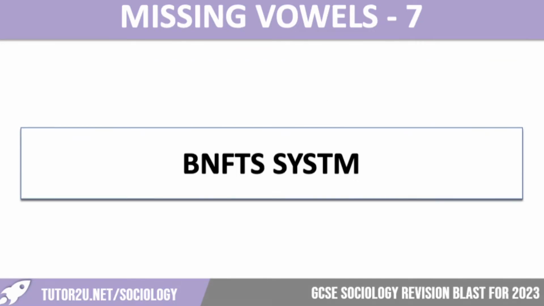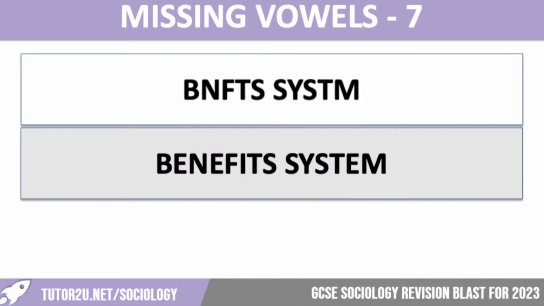Number 7. So this links to the welfare state that we talked about a minute ago. Second word looks very easy as it's only missing one letter. What's the first part of this? Let's reveal. It is the benefit system.